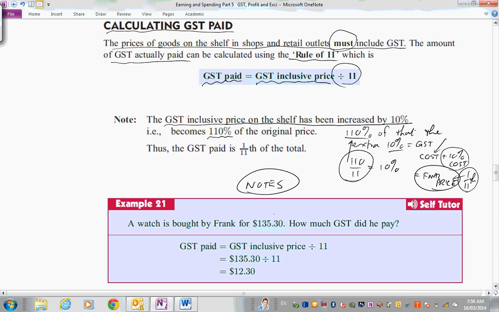So here we are. A watch is bought by Frank for $135.30. He wants to know how much the government is getting.